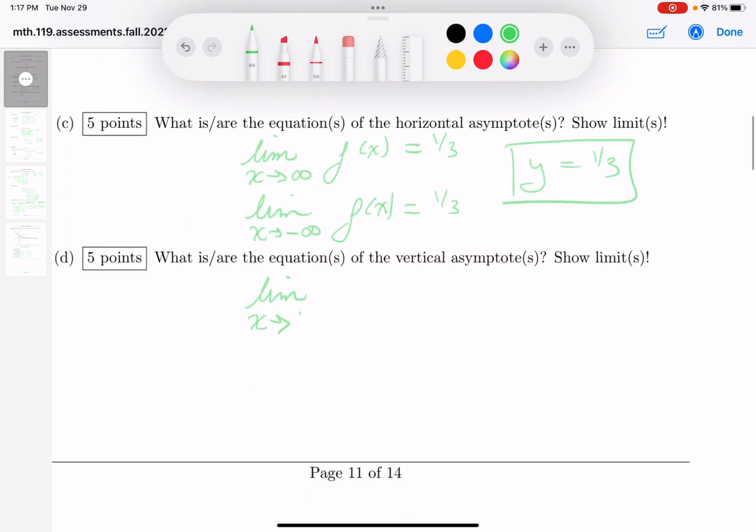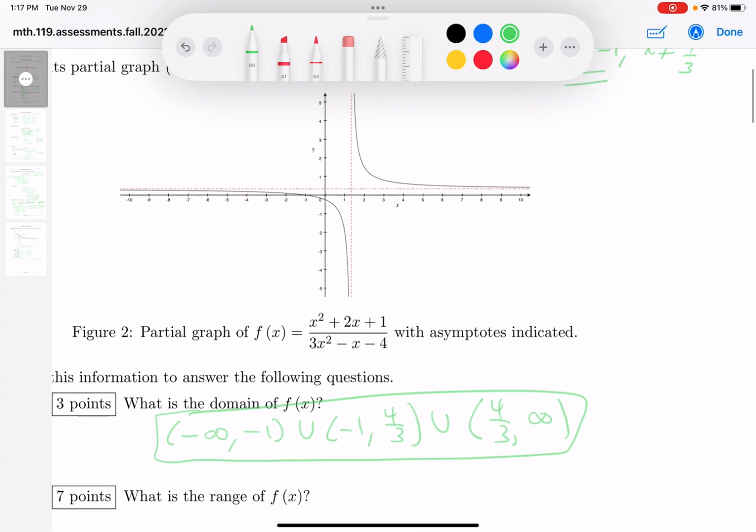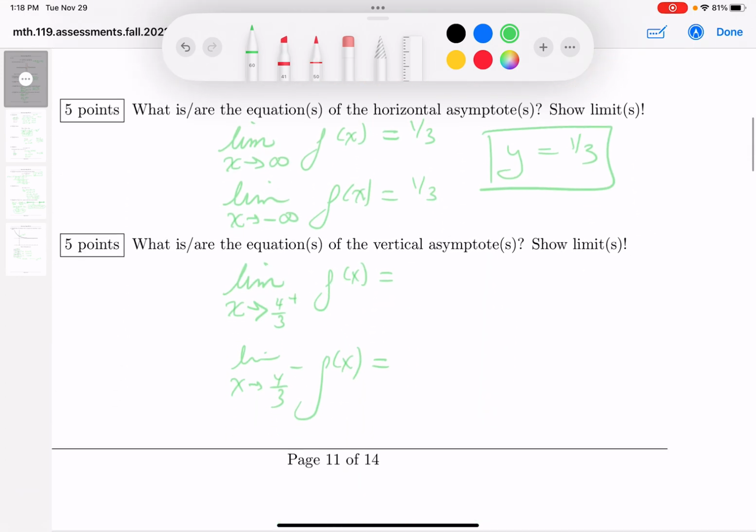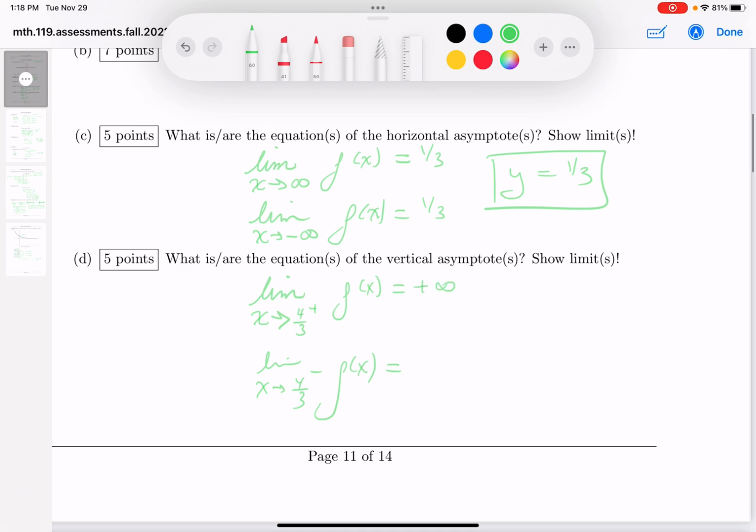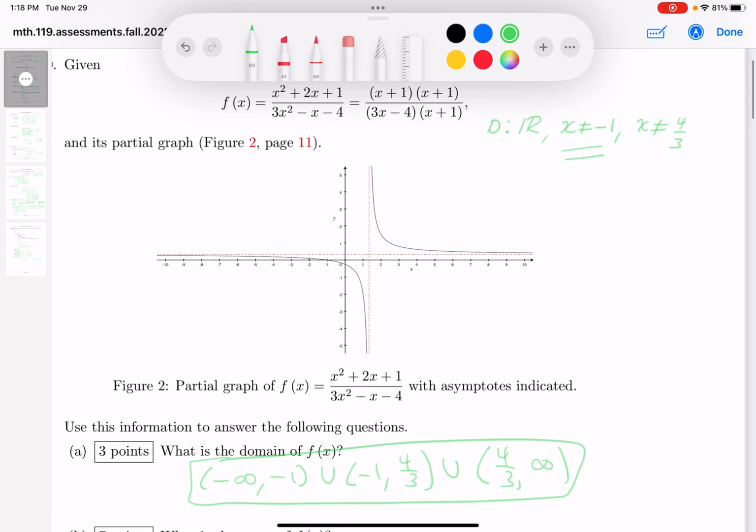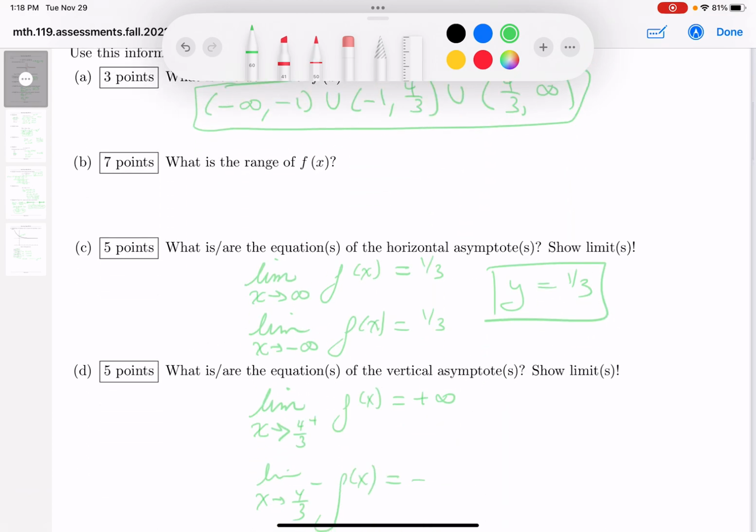All right, put this one down for you. I'll write down the 4/3 from the right of f of x. And I want to write down the limit as x goes to 4/3 from the left of f of x. And let's take a look at that. And from the right side, looks like plus infinity. And from the left side, just looking at the picture, by the way, I'm going to say minus infinity. What does this mean? X equals 4/3 would be the vertical asymptote.